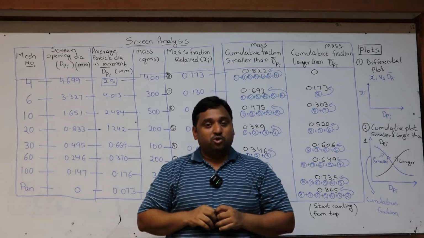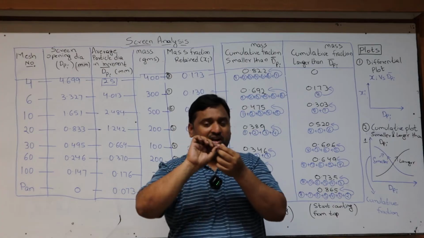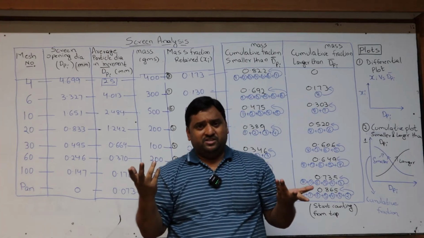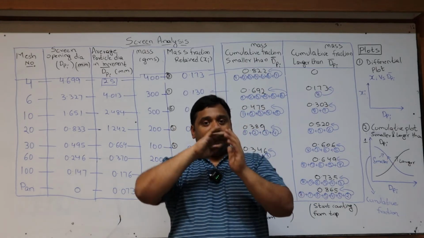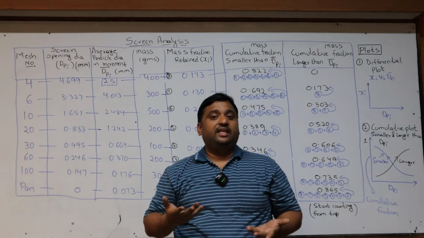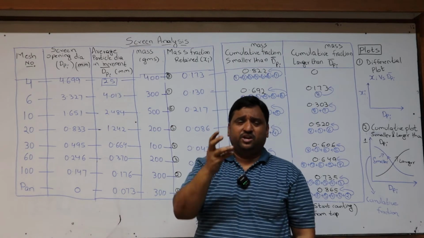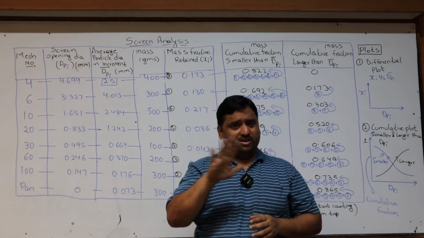What you are supposed to do is take out different particles and measure their diameters manually: take a thread, measure the circumference, and average it. Take the average of all those particles on screen number 4 and report that average. Because we have taken 3 to 4 particles, we have measured their size, and we have taken the average.